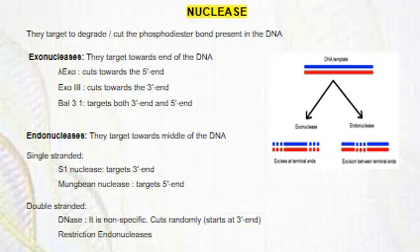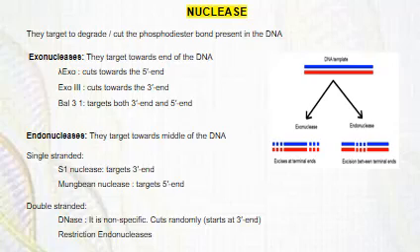Coming to nuclease, they target, degrade or cut the phosphodiester bond present in the DNA. Any enzyme that cleaves nucleic acids is called a nuclease. Nucleases belong to the class of enzymes called hydrolases and are usually specific in action. Types of nucleases are exonucleases and endonucleases.